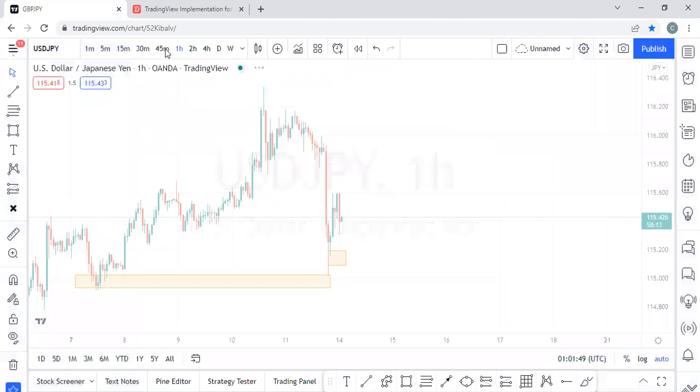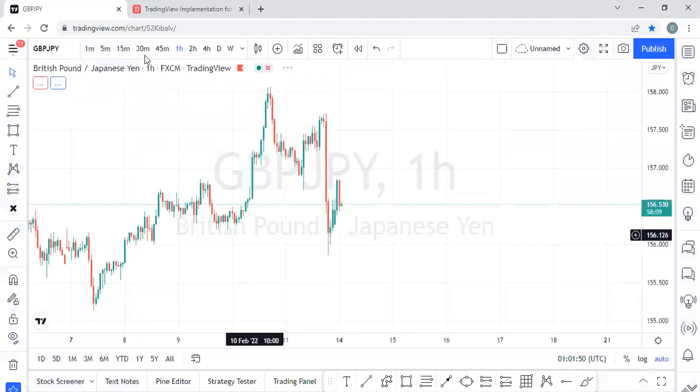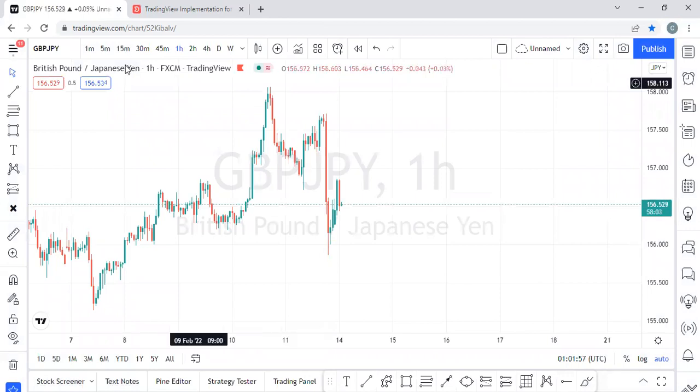So look at GJ to see if GJ doesn't work. GJ is just looking like the EJ. All right, let's look at the British pound. All right, let's look at the 4 hour.